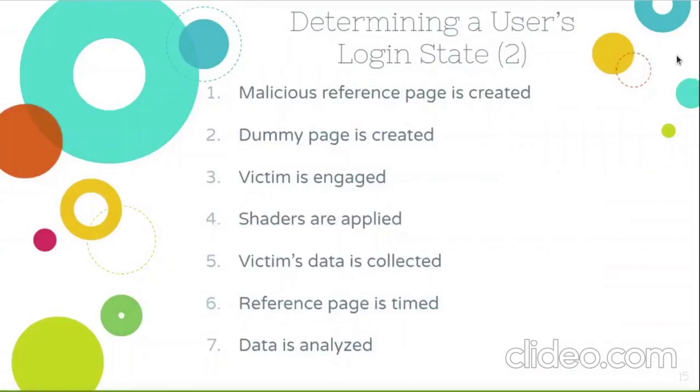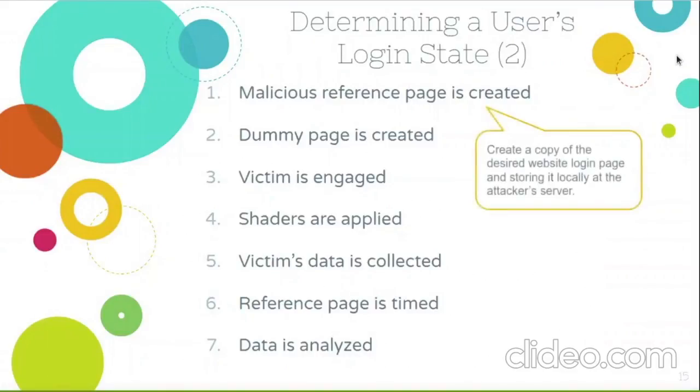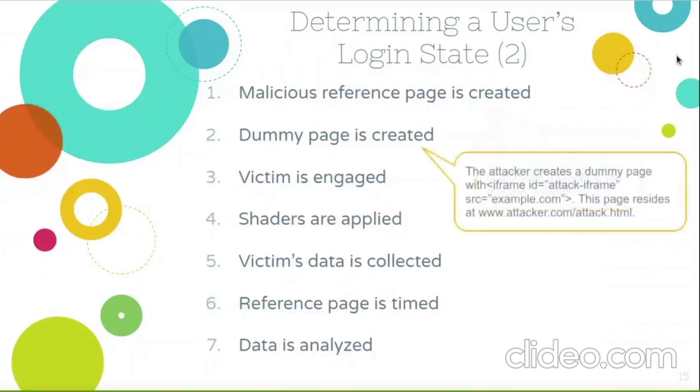So our attack is going to have 7 steps. The first one is to create a malicious reference page. We're basically going to copy the entire website, or more accurately, the login page of the website we want to mimic, and store it locally on the attacker's server. Next, we're going to create a dummy page in which we will display the original website inside the attacker's domain. So we're going to place an iframe HTML tag with the original website residing in it, but it's going to be located in our attacker's domain.